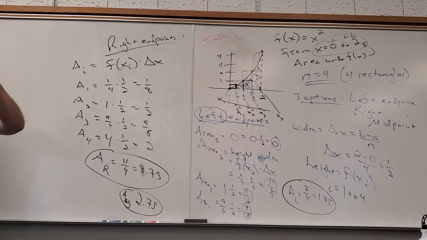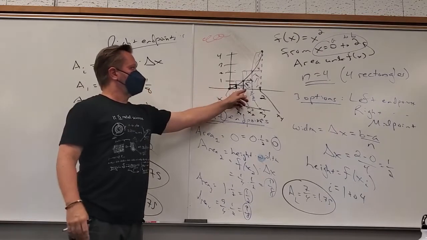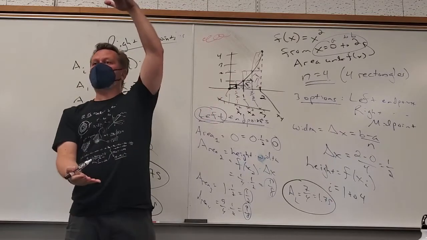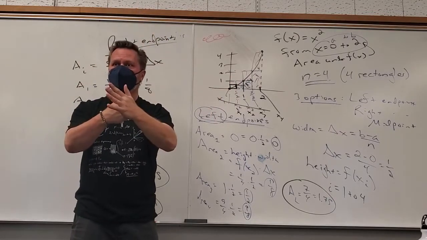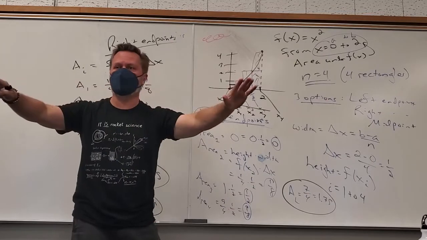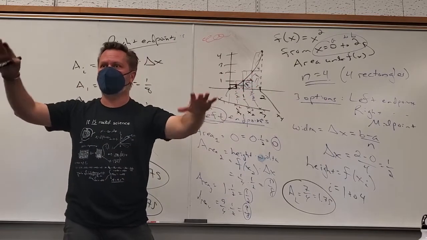I really want you with me. When you average it, what do you do? Why does it make sense to average these two? Because I know that one was an underestimate and the other one's an overestimate. So if I average them, the answer I get has to be closer to the right answer than either one of those things. Does that make sense?